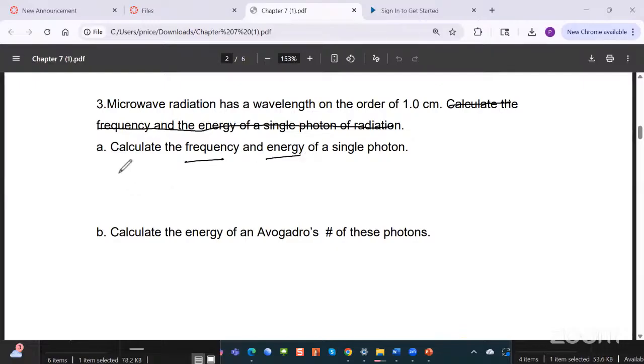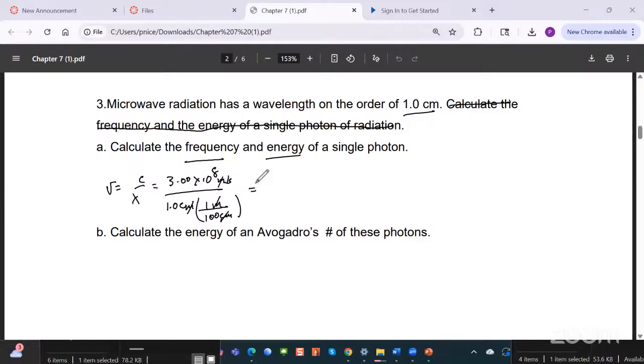So the frequency, they gave you the wavelength, and we know what the speed of light is. So the frequency will be equal to c over lambda. C is always 3.00 times 10 to the 8 meters per second. And then lambda would be 1.0 centimeters. We have to convert that to meters. 1 meter is equal to 100 centimeters, right? So that will cancel with that. Meters will cancel there and there. And then we do the calculation.